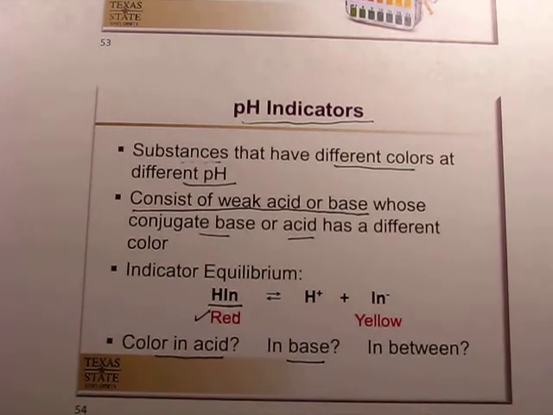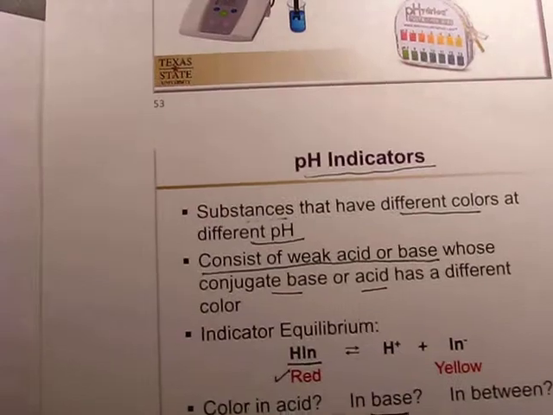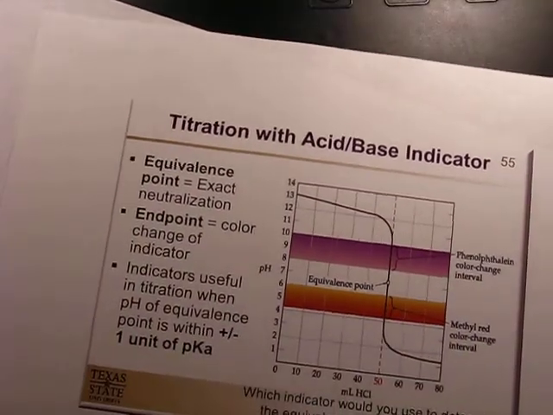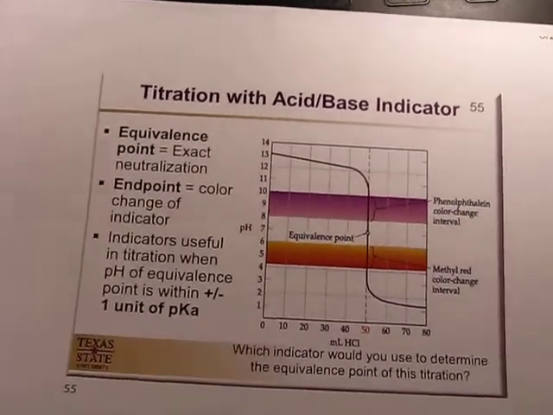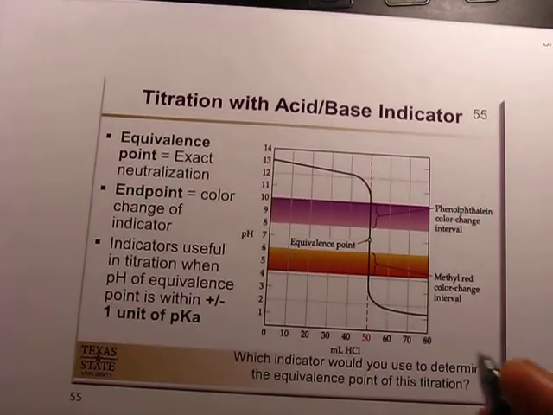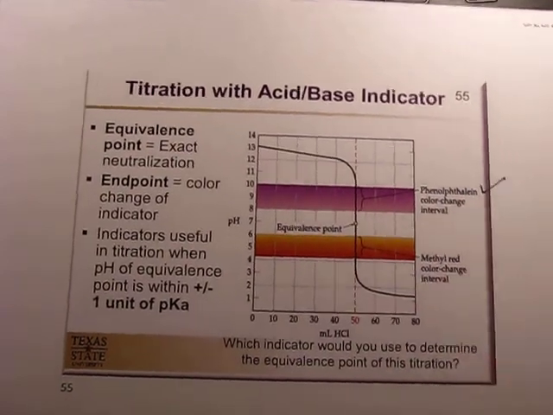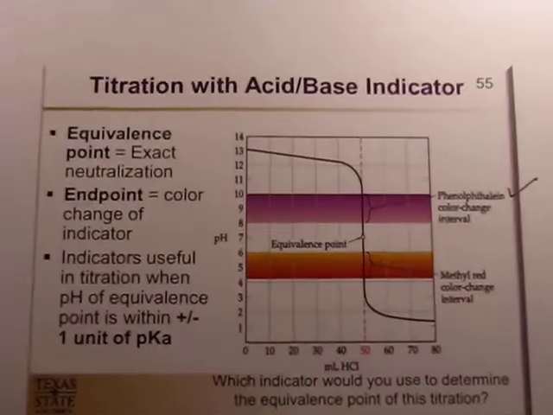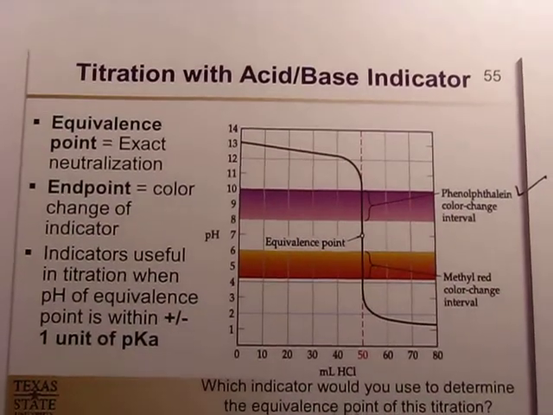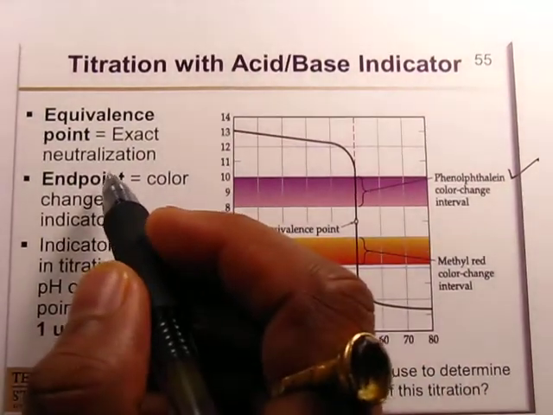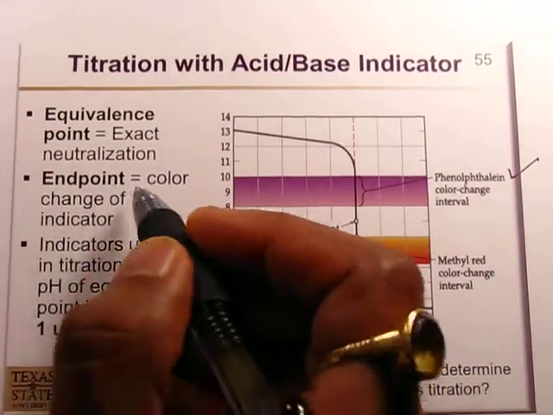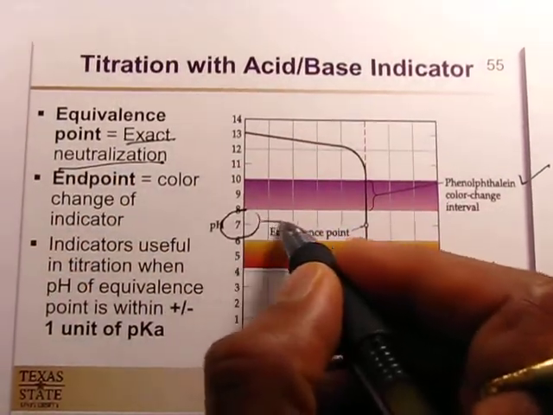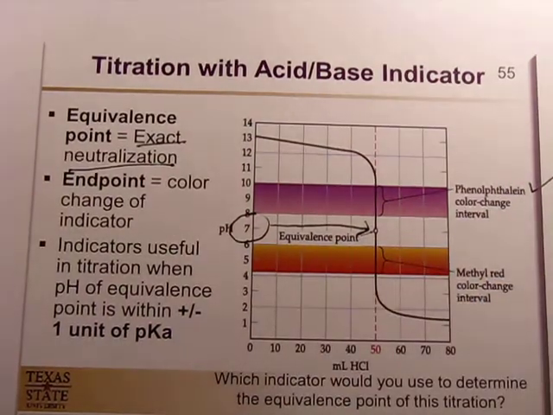So let's see some more examples of this indicator. Here we have one indicator that is called phenolphthalein. So phenolphthalein is this one. Let me zoom a little bit so that it is readable. Okay, the equivalence point for this phenolphthalein is exact neutralization. Exact neutralization means pH 7. So here is the equivalence point for the phenolphthalein.